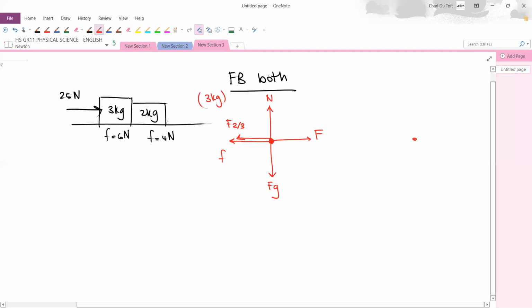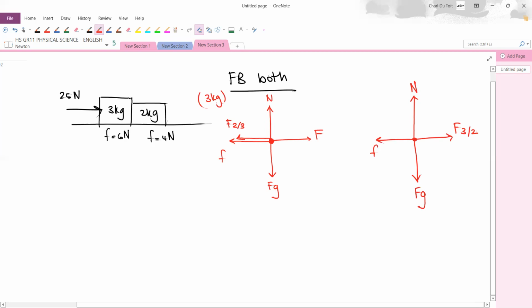And then we'll also have forces on the 2 kg block. Okay, so there's a normal force. And there's a force to the right. It's the force that the 3 kg block exerts on the 2 kg block. Let's just put that in. And then there's Fg to the bottom, and there's friction to the left.